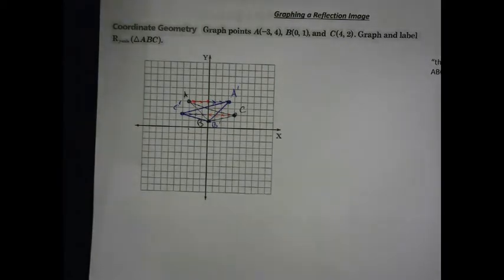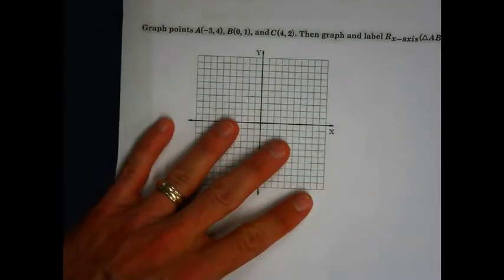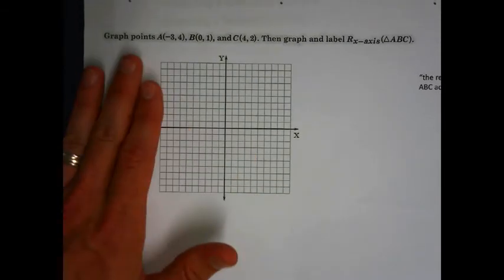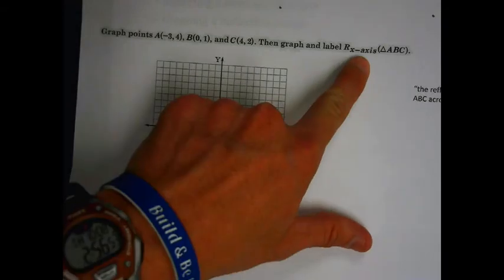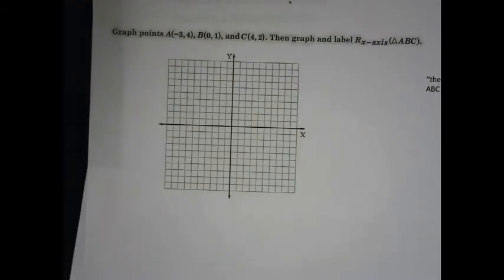Let us do another graphing a reflection image problem. So let's do another example, right? So I got this. Same type of setup. We're going to graph points A, B, and C, and then graph and label if it's reflected across the x-axis. All right, so we're going to do the same thing. Now I'm going to move a little bit quicker.